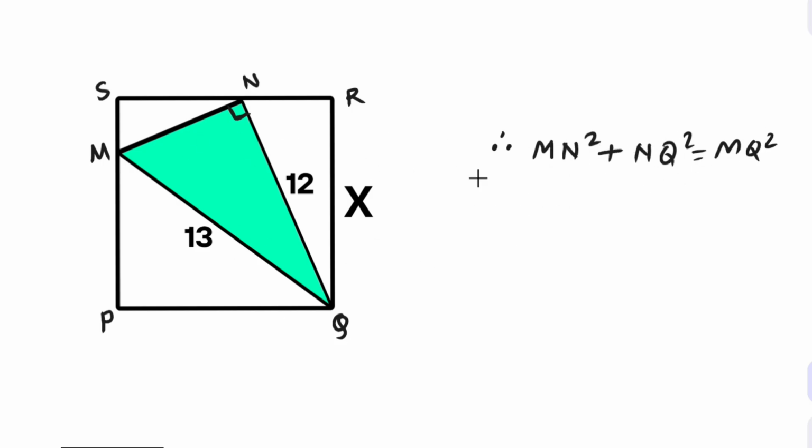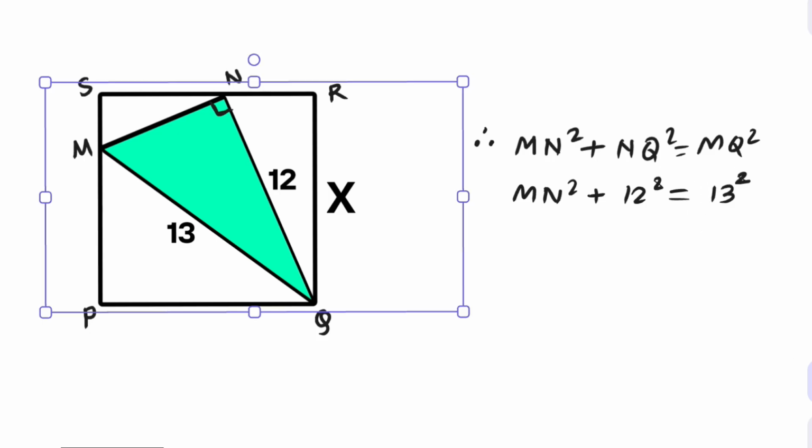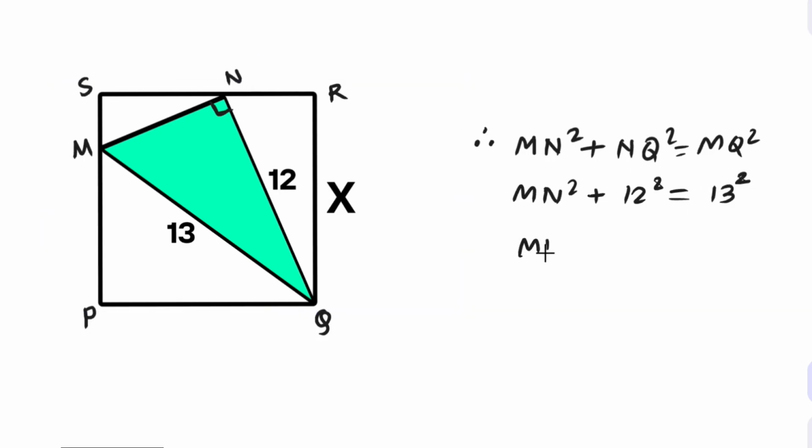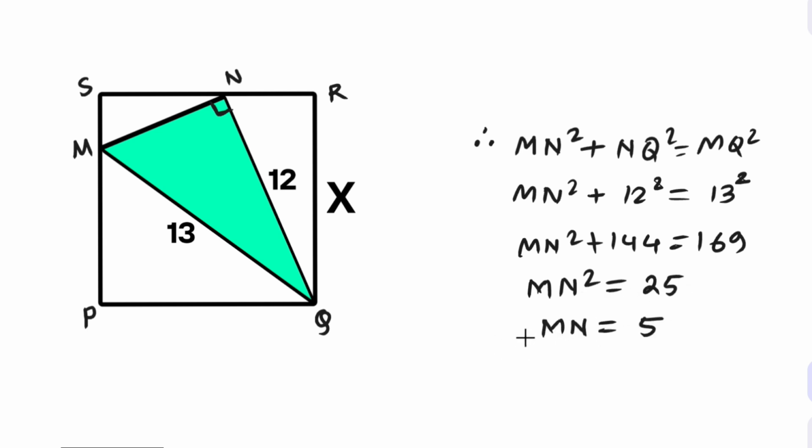Let's substitute what we know. NQ is 12 and MQ is 13. So we get MN squared plus 12 squared equals 13 squared, which becomes MN squared plus 144 equals 169. Now subtract 144 from both sides, and we're left with MN squared equals 25. Taking the square root of both sides, MN equals 5. Great. So now we know all three sides of that middle triangle.